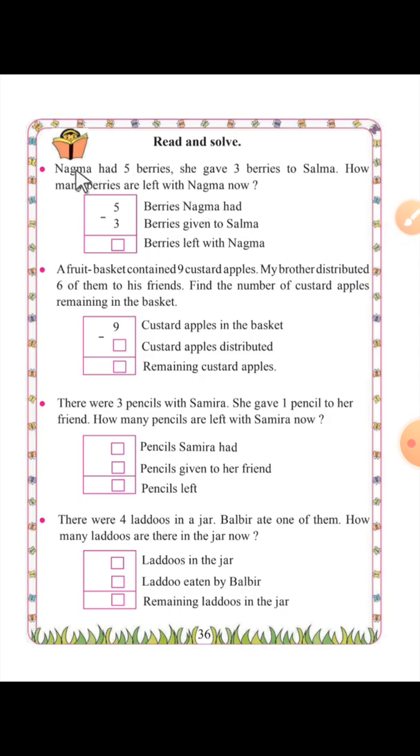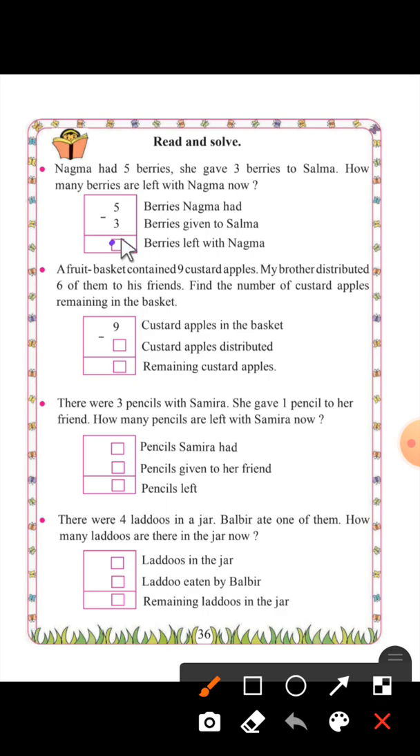Read and solve. Nagma had 5 berries. She gave 3 berries to Salma. How many berries are left with Nagma now? Nagma has 5 berries. She gave 3 to Salma. So the answer will be 2 berries left with Nagma.